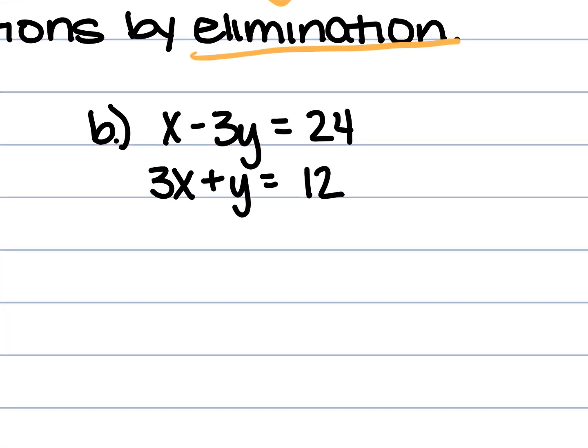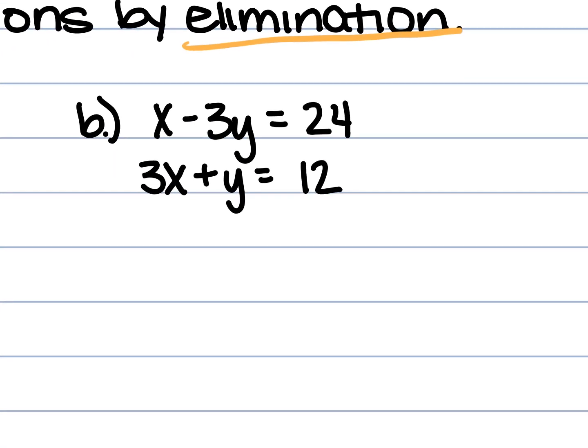All right, let's look at B. Do I have the same number but opposites? No. How can I make one of my equations have the same number but opposites? Multiply y in the second equation by 3. I can multiply the y in the second equation by 3. I have to multiply everything in that equation by 3. So everything in the second equation gets multiplied by 3.